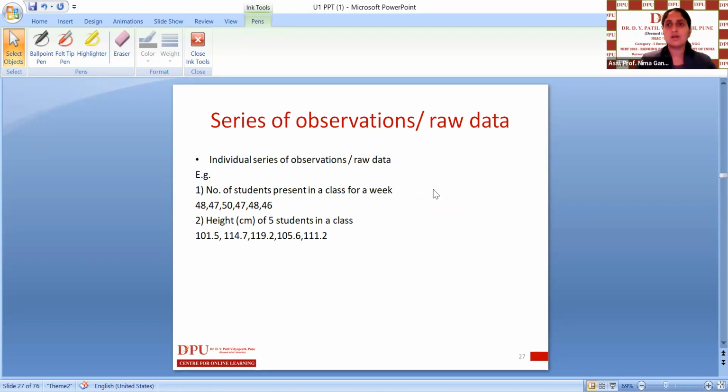So I'm explaining to you. If you are collecting data on your own, you have a number of observations with you. If they are limited in number, you can directly use them for your analysis. Such type of data we call raw data or a series of observations, which we use as it is for further analysis. Generally, when they are less in number, you can use it as it is.